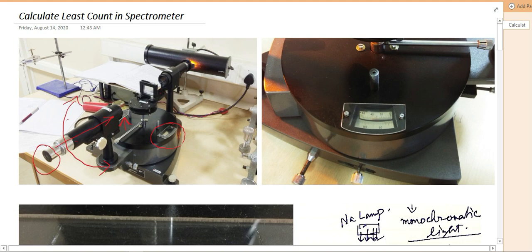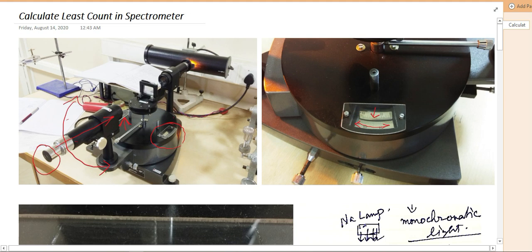So what is going to happen is, first we will calculate something called the least count of this window, of this vernier scale. So here the least count is calculated from this vernier scale, and this is actually consisting of two scales. One is called the vernier scale, which is the smaller one, and then another is this circular scale, the main scale reading.